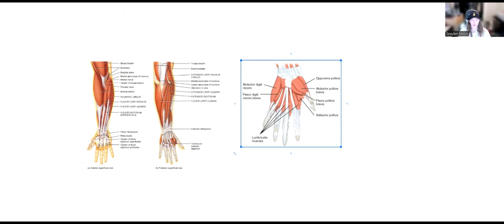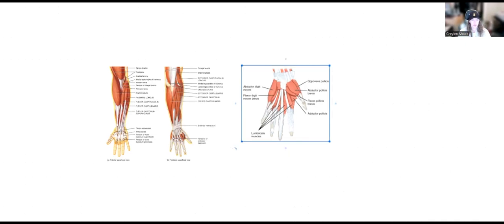We have our hypothenar eminence, which is our pinky. We have the abductor digiti minimi, the flexor digiti minimi brevis, and the opponens digiti minimi. So it's opposition. Then we have our mid-palm muscles, lumbricals 1 through 4.